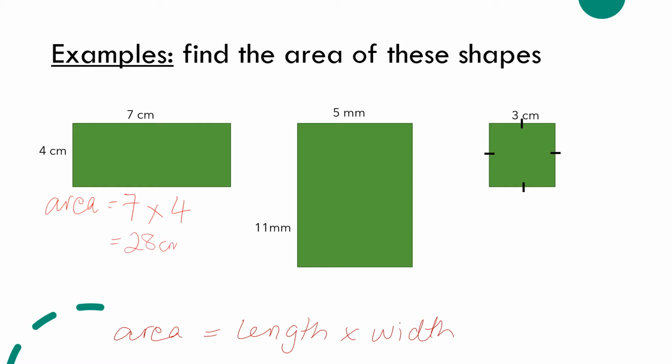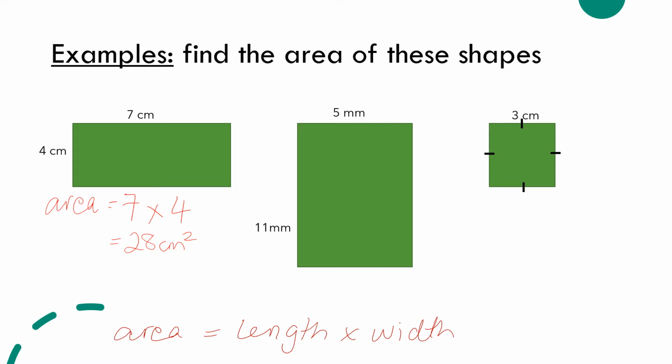Now, one of the key things I want to do today is really focus on the units. So the answer isn't just 28, but 28 centimetres squared. The squared, or the little 2, represents the fact that these shapes are 2D. So they work in 2 dimensions, the length and the width.